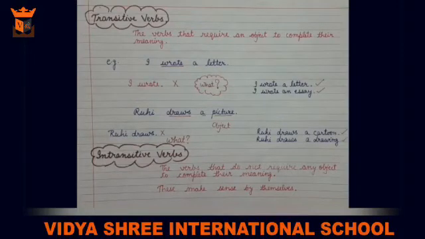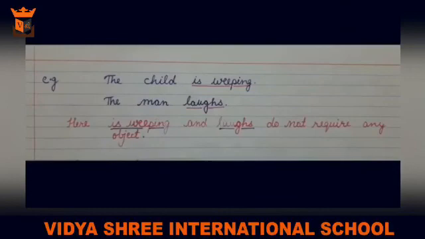Okay. Intransitive verbs. What are intransitive verbs? The verbs that do not require any object to complete their meaning, or these make sense by themselves. How is it possible? Yes, it is possible. See the examples. The child is weeping. What is the verb here? Is weeping. Do we require any object for this verb? No. Why? Because no such question arises here.